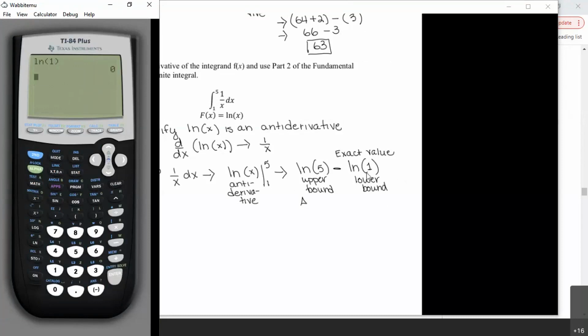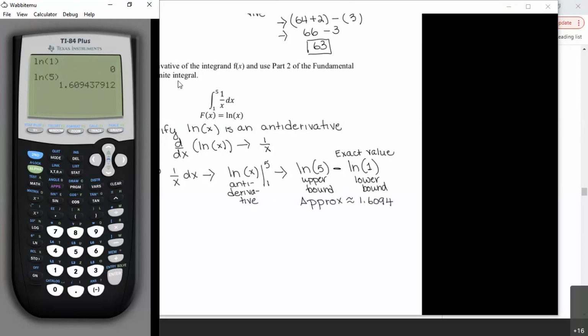Why is that? ln of 1 is asking you, what do I have to raise e to get 1? e is the base of the natural log. Well, anything to the 0 is 1, so that's why this is 0. So really all you're evaluating is ln 5, and if you wanted to approximate it, approximately 1.609.